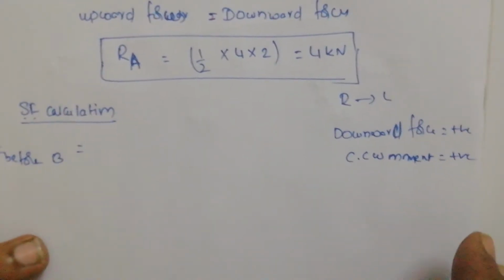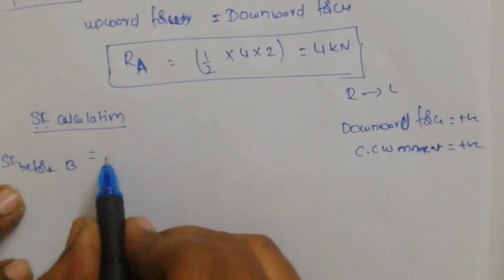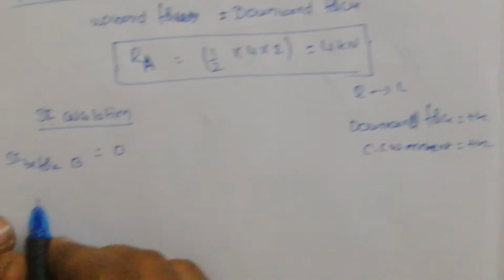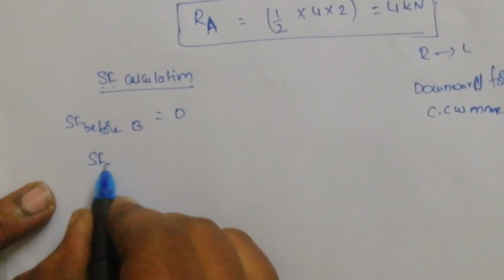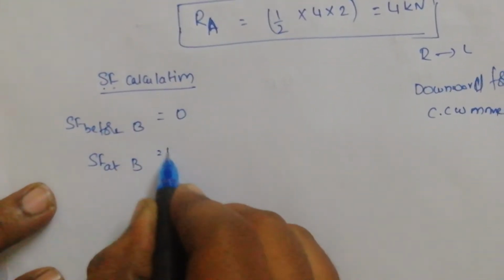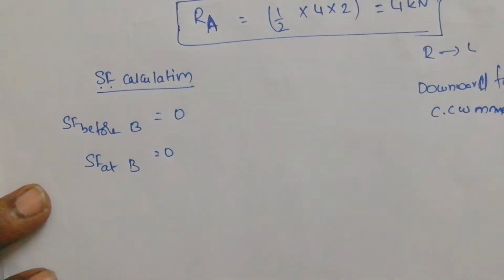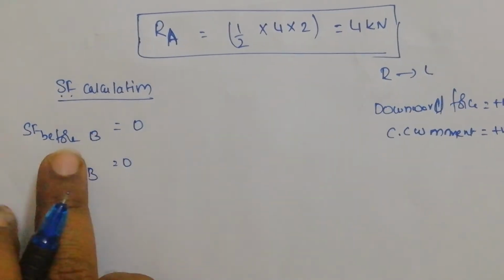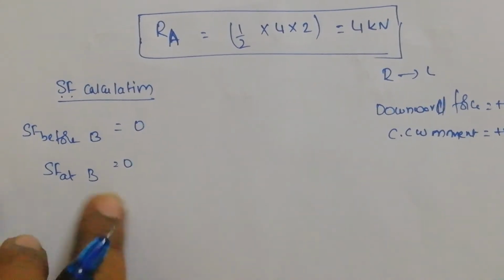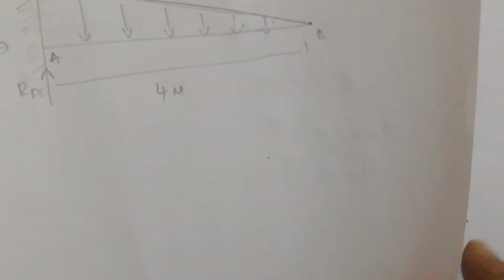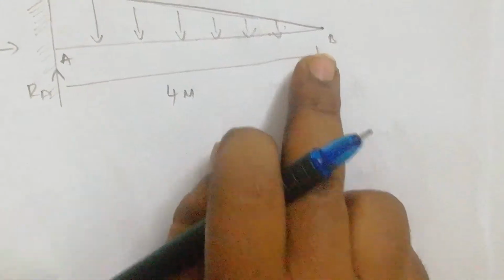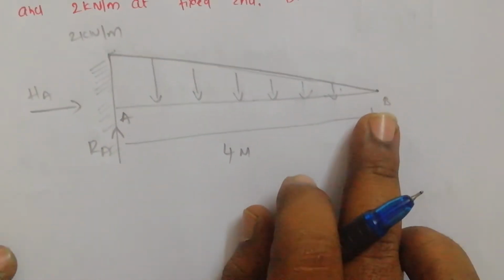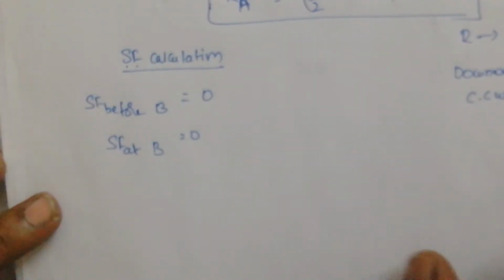Clear? So shear force before B is equal to 0, and shear force at point B is also 0. Why is shear force at B 0? Because there is no load acting at this point. Next is shear force before A.